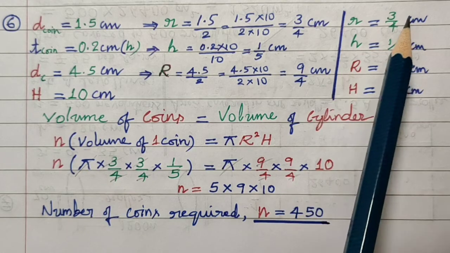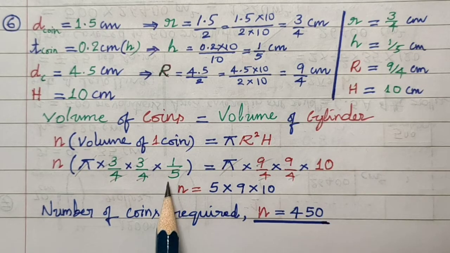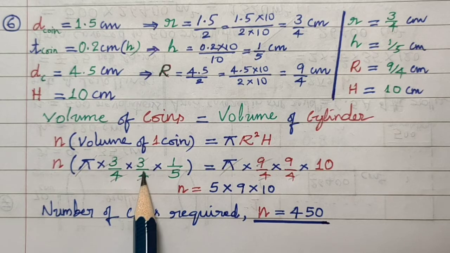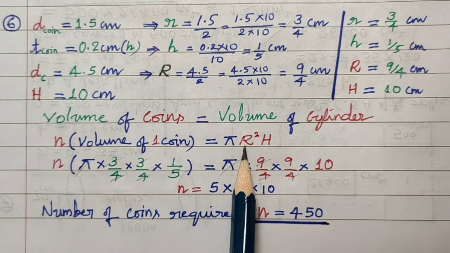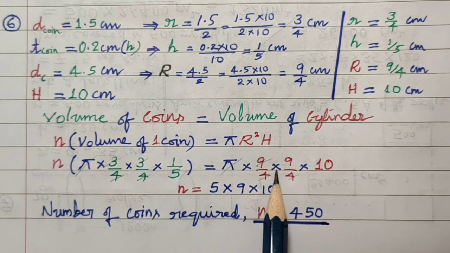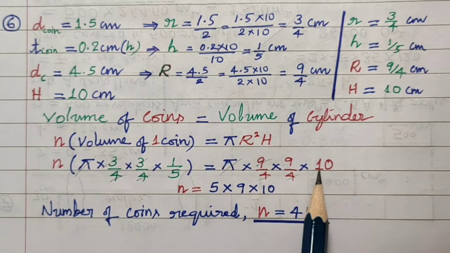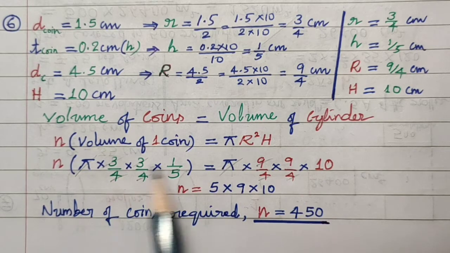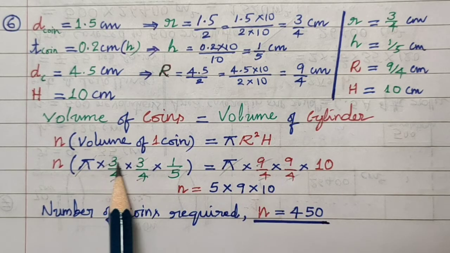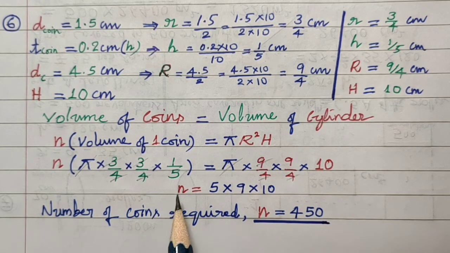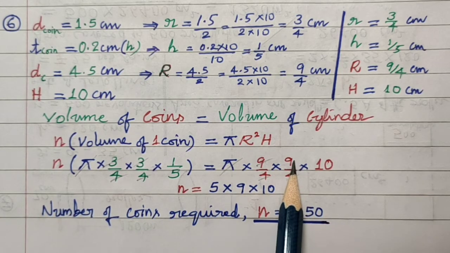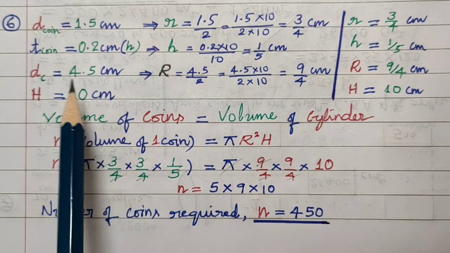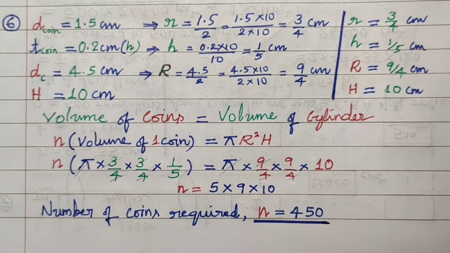R square is 3 by 4 into 3 by 4 into 1 by 5. This is the radius and height of a coin, equal to pi into, this is the radius of the cylinder, 9 by 4 into 9 by 4 into, this is the height of the cylinder. So after calculations, the pi got cancelled, these two 4's got cancelled, 3 3s are 9, 1 9 got cancelled. Here this pi goes this side. Therefore, n number of coins is equal to 5 into 9 into 10, that is equal to 450. The number of coins required to form this circular cylinder is 450.